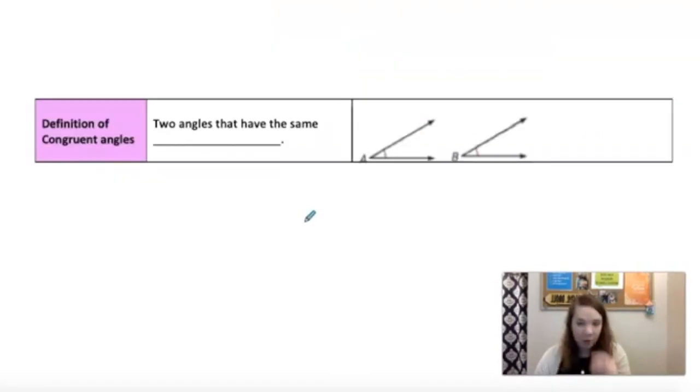Definition of congruent angles: two angles that have the same measure. So let's say that this is 30 degrees. They are both 30 degrees. And this little angle arc here shows us that they're congruent. Okay, it's just like how we use the tick marks for segment lengths. These little arcs show us that they're the same.